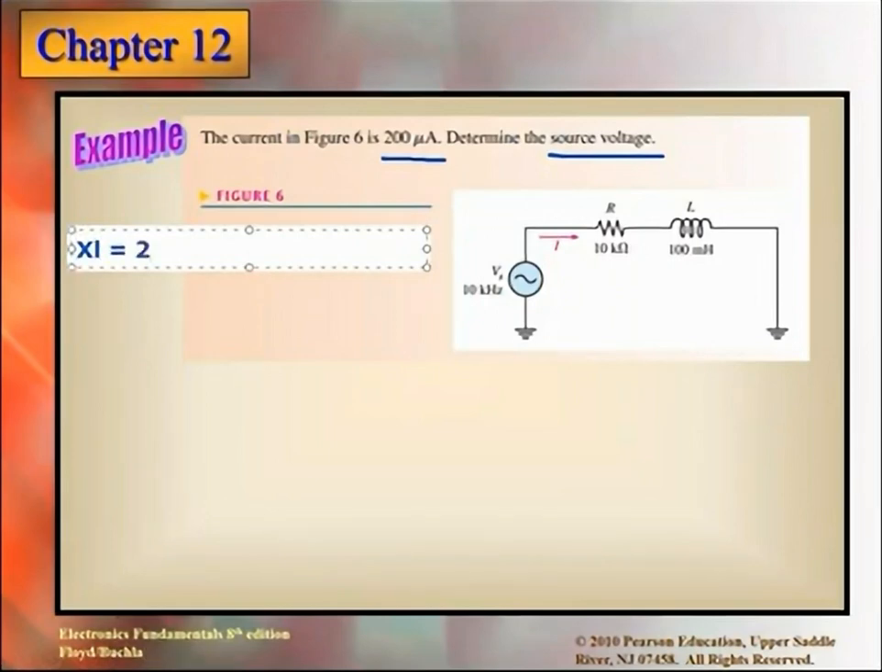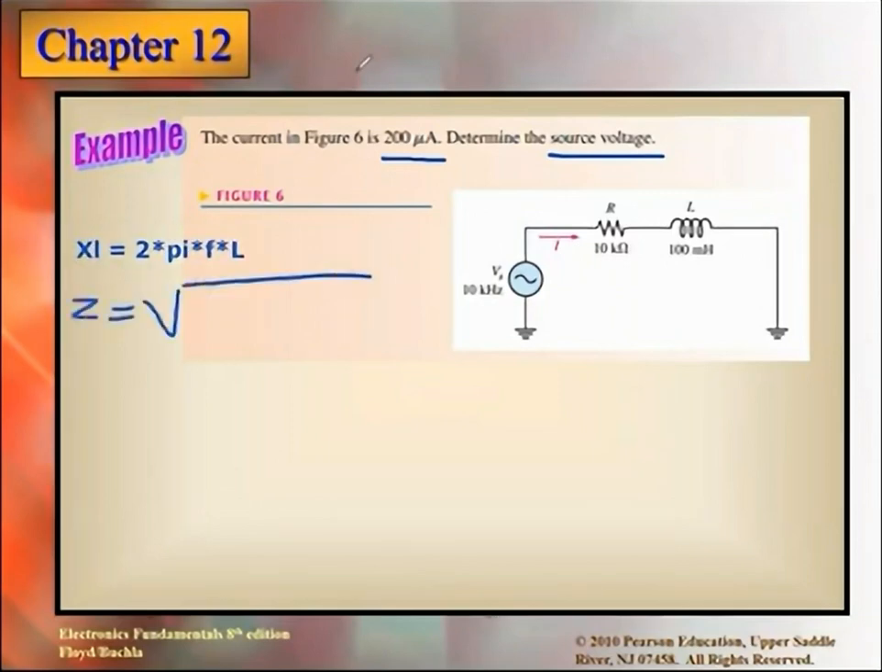2 pi FL, right? This is the formula. Now, after that, we need to find Z, correct? For the Z, we can say Z is equal to under root R square plus XL square. By the way, it is going to be the same for XC square or XL square.